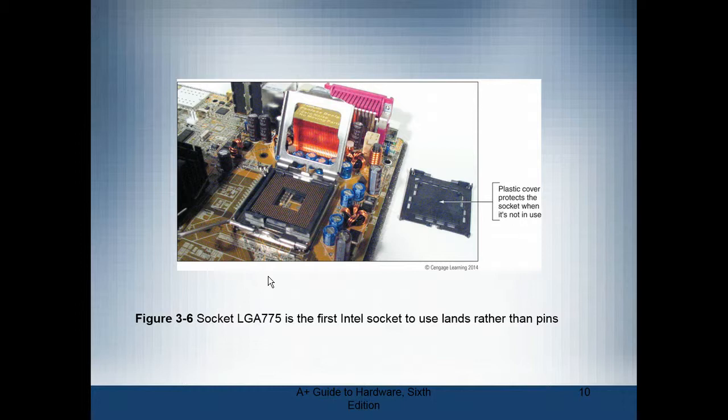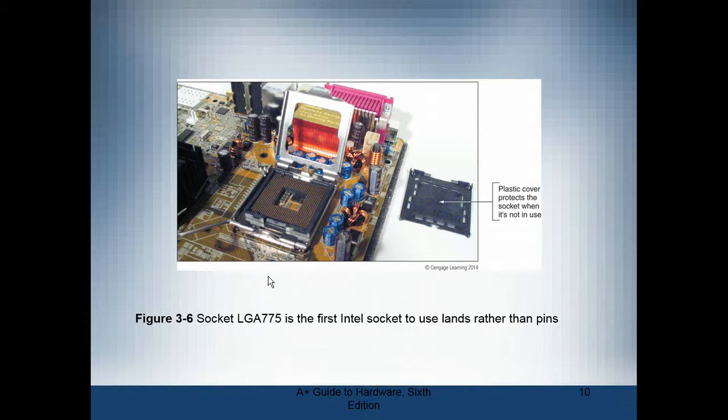LGA, land grid array. The 775 has 775 pins. And as we go on, you get more and more pins, more and more transistors on the CPUs themselves, which means we have more and more problems with heat dissipation. The heat sinks become bigger and bigger, and the fans become bigger and bigger and noisier and noisier, although these machines are not very noisy.